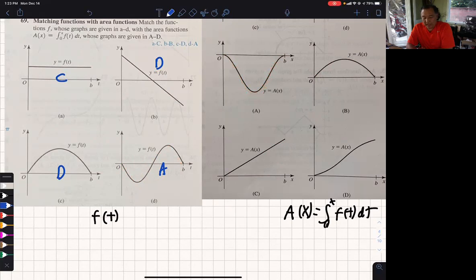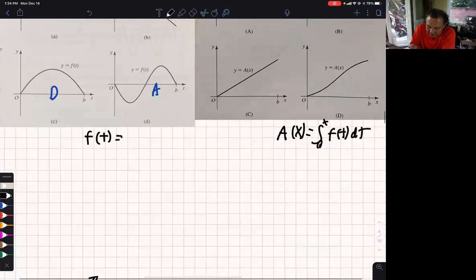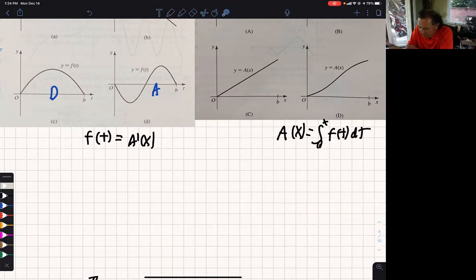All right. Here is another way to do it. This is crazy. You ready for craziness? Watch this. I claim this is A prime of x. How do I know that? Because what's the derivative from a constant to x? If you take the derivative of that, you plug x in, it's f of x. F of x is the derivative.